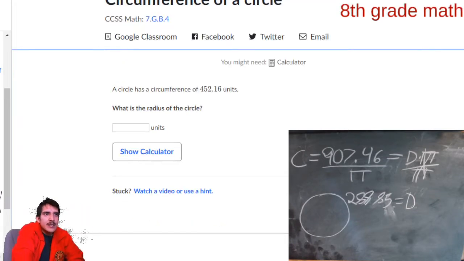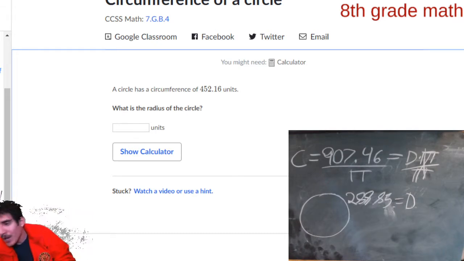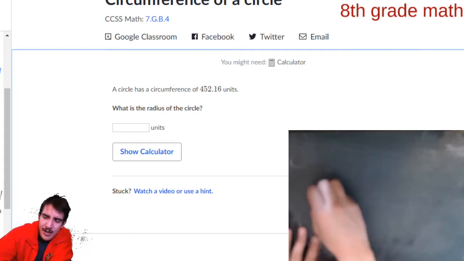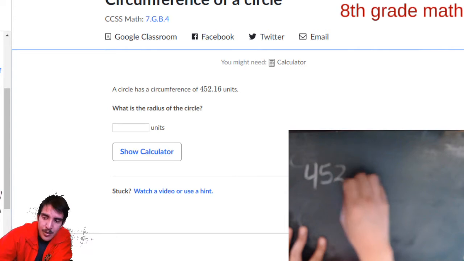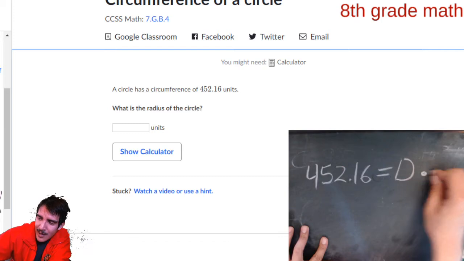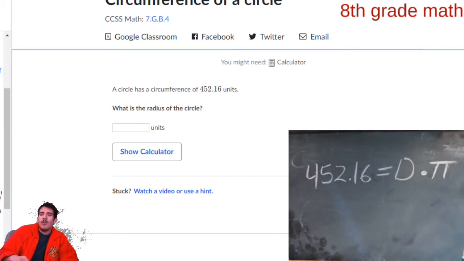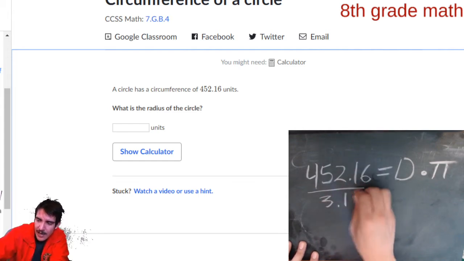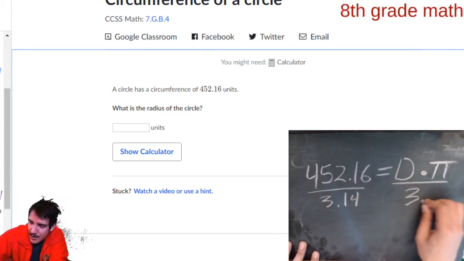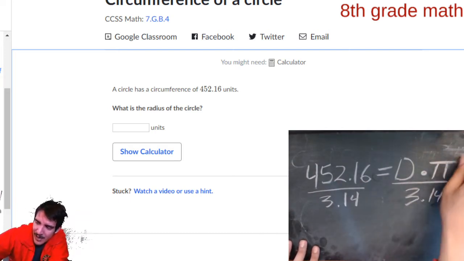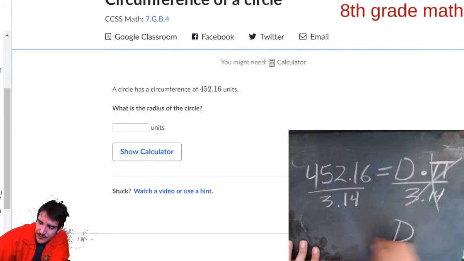Cool. Next question. We have a circumference. Okay, so this is the same kind of problem. We have a full circumference of 452.16 units. So that means that that is equal to diameter times pi. Well, what do we do to both sides? We're going to divide by 3.14, AKA, we're going to divide by pi. 3.14 and pi, they're going to be the same thing in this problem. So pi divided by pi equals 1.